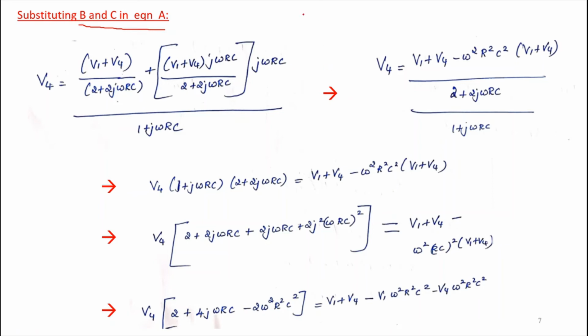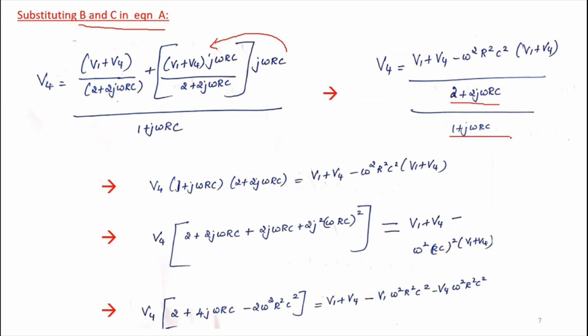After you substitute, you can see that here it is a common value, that is 2 plus 2j omega RC. So it is taken as a common LCM, and then you just multiply this term inside. If you multiply this term, you will get this equation as V1 plus V4. So j into j will be j squared, and then omega squared R squared C squared. This value now will change into a minus sign. So you'll have minus omega squared R squared C squared into V1 plus V4 divided by 2 plus 2j omega RC whole divided by 1 plus j omega RC.